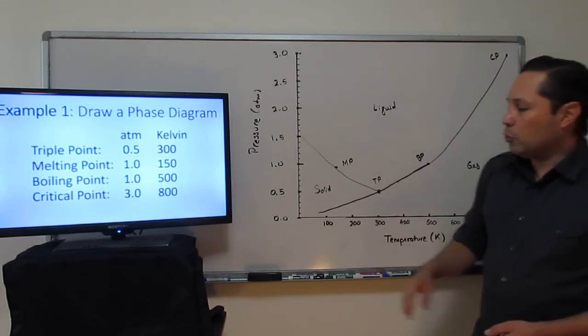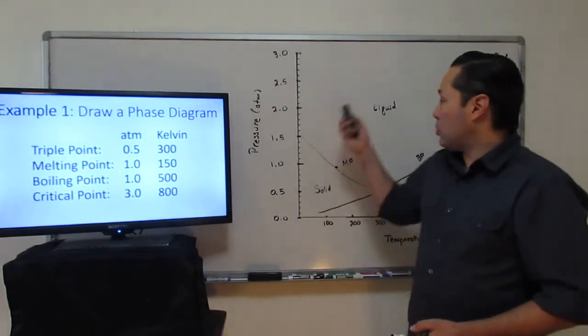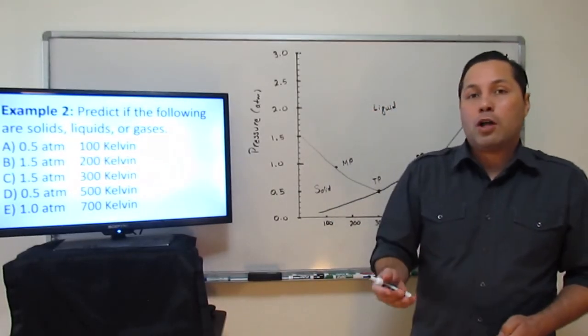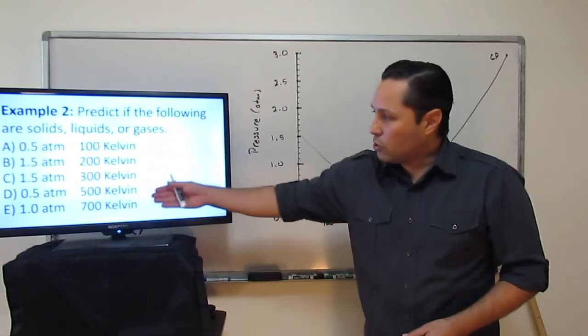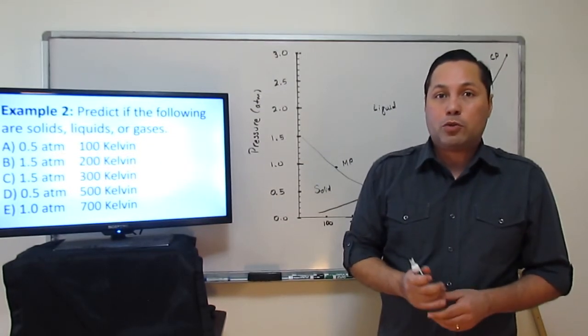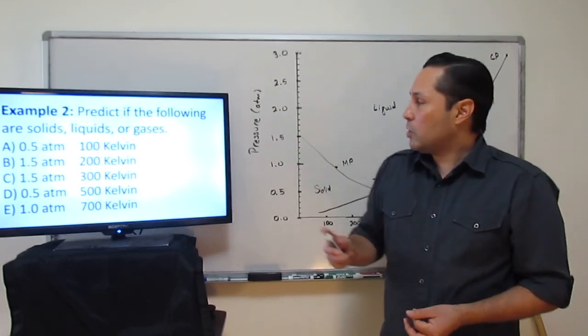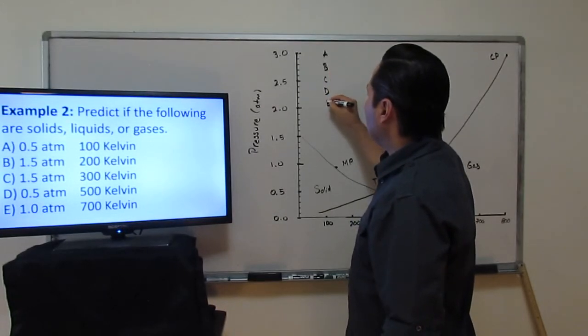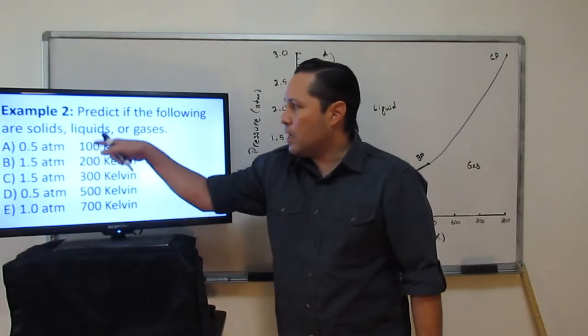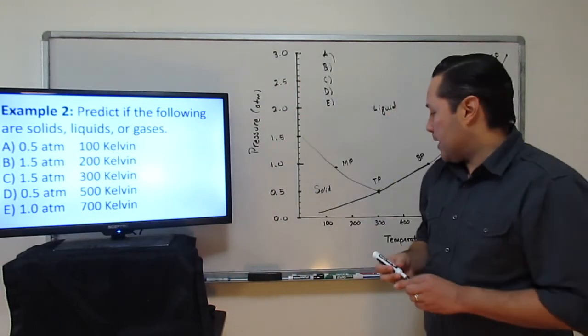In example 2, we're asked some more questions regarding this diagram. They ask you, can you predict if you have a solid, liquid, or gas using the following data? So for each one of those, we're going to have to make a prediction whether you have a solid, liquid, or gas. So the answers, I'm going to put them up here, A, B, C, D, and E, and we'll figure out where they are exactly.